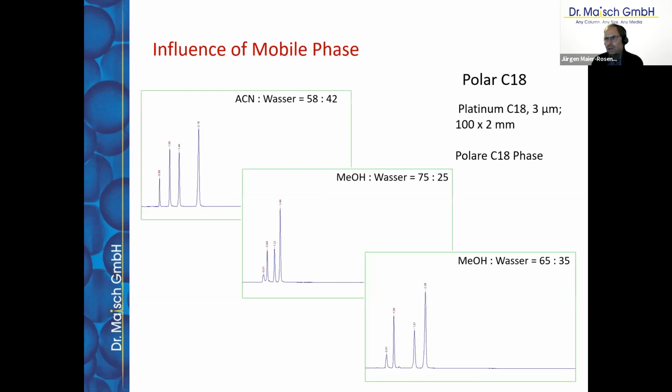Going now to a polar phase, in this case a Platinum C18, it's one of the most polar C18 phases. We see that immediately because the retention of the toluene is much lower, but the two polar compounds, the phenyl and the toluamide, are well separated.